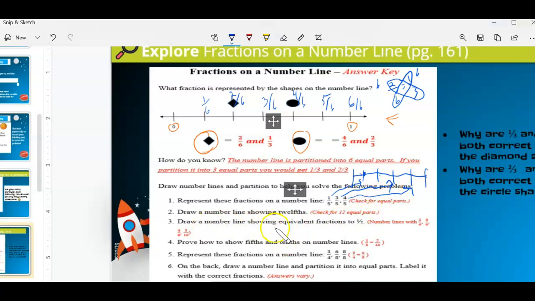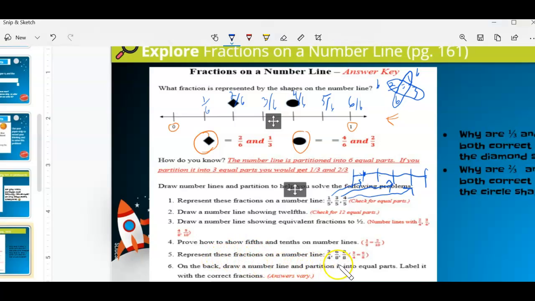All right. So draw a number line showing equivalent fractions to 1/2. So there's some options you could have drawn as 2/4, 3/6, 4/8, 5/10, and you can keep going. So those are all equivalent fractions to 1/2. Prove how to show fifths and tenths on number lines. 1/5 and 2/10 are equivalent to each other. So if you did the butterfly method on that, you would see that both would equal 10. 5 times the 2 and 1 times the 10.